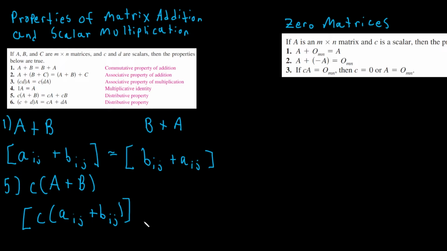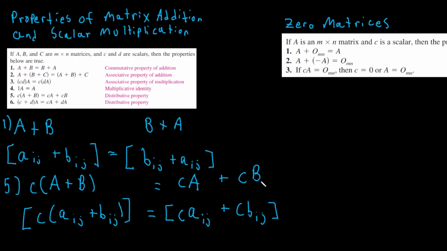So this is just equivalent to, since these are just real numbers, we can distribute this using the distributive property of real numbers and get c times aij plus c times bij. And this is the same thing as c times A, because aij represents the general terms in matrix A, plus c times B, because bij represents the general terms in B.